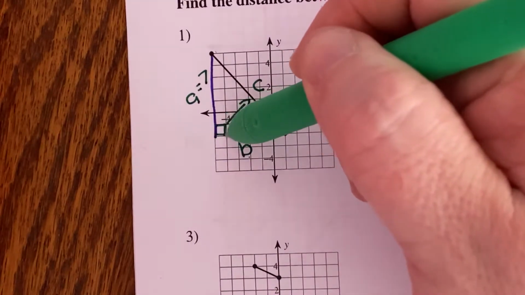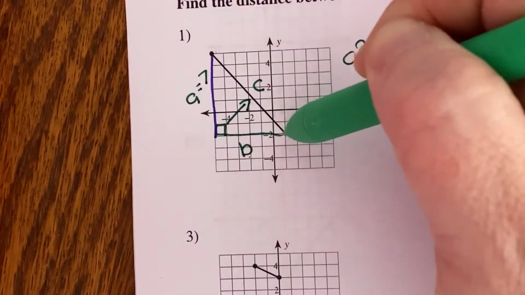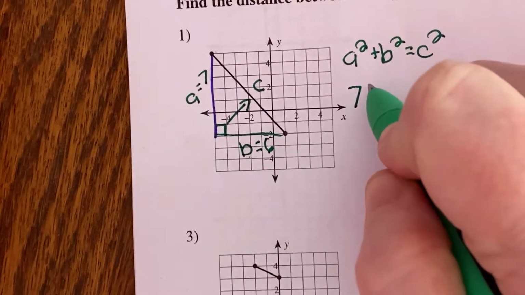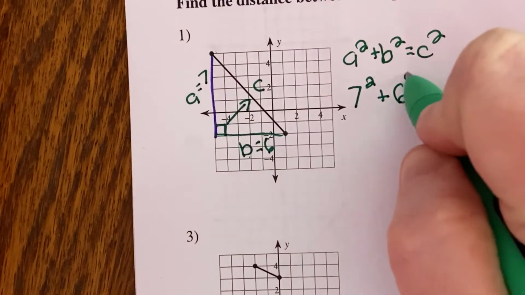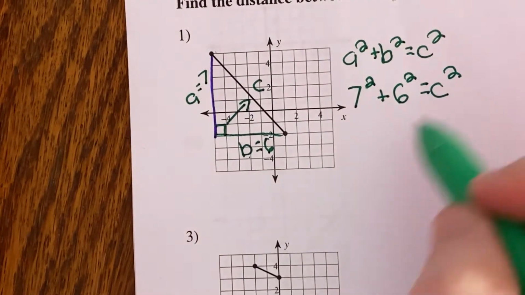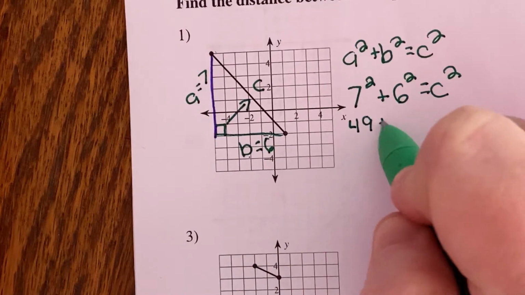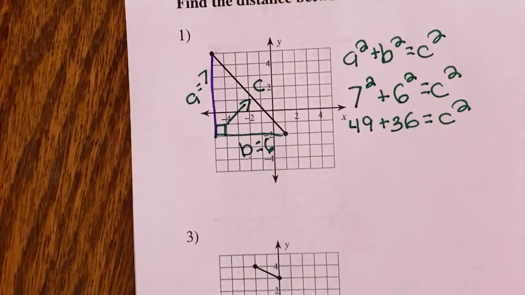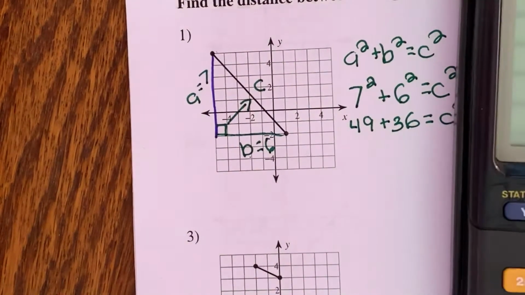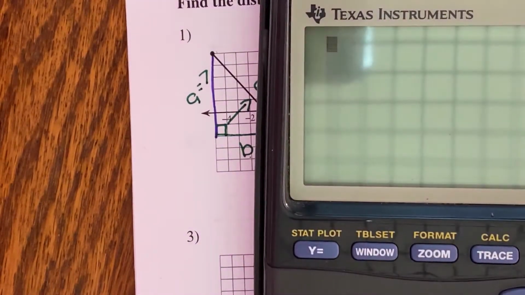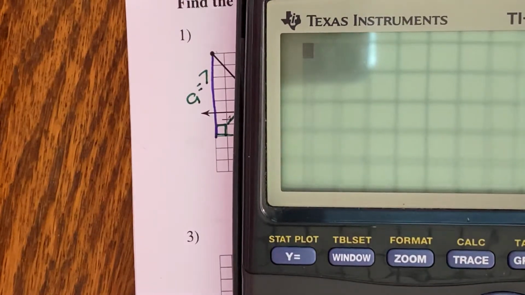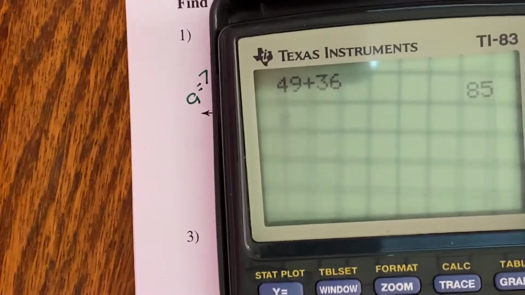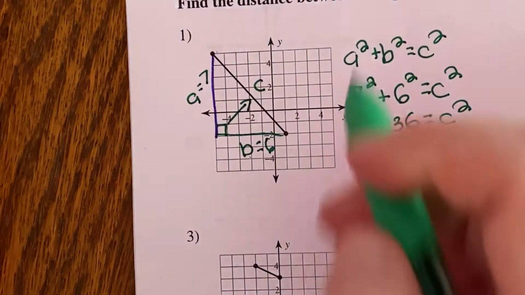So it's going to be 1, 2, 3, 4, 5, 6. B equals 6. All right, so let's plug that in over here. 7 squared plus 6 squared equals C squared. Well, 7 squared is 49, plus 6 squared is 36, equals C squared. I'm going to add those two together. Bring out that trusty calculator here. Hoping you can see that sum. What did we say? 49 plus 36. That's going to give us 85.